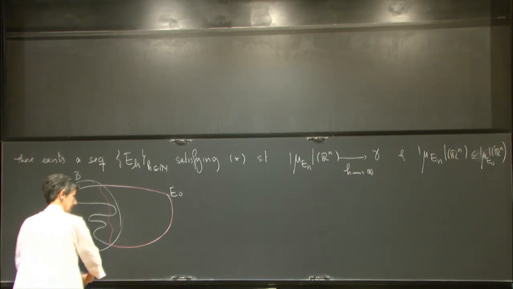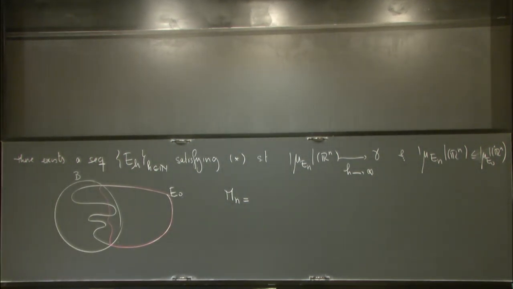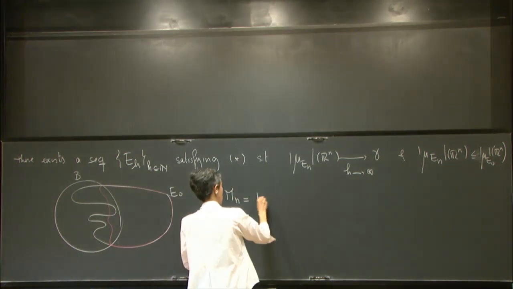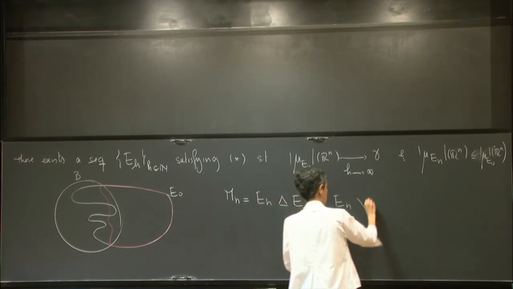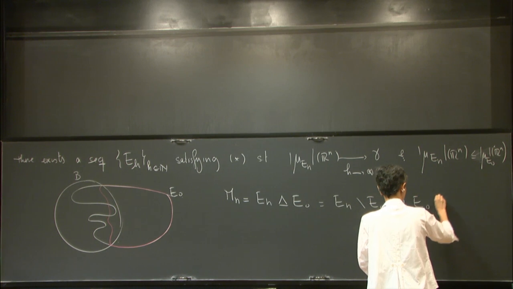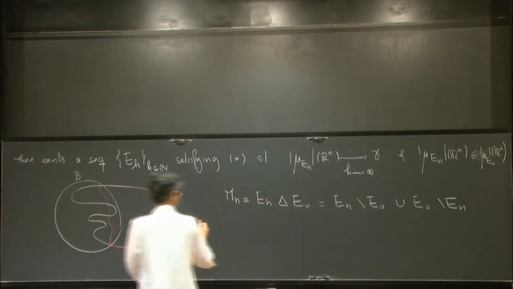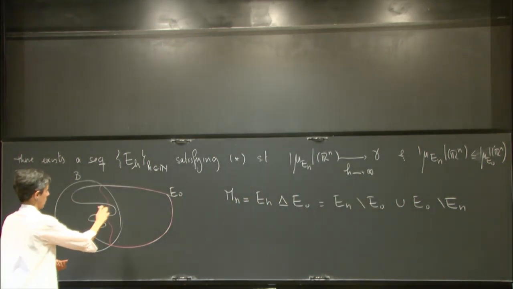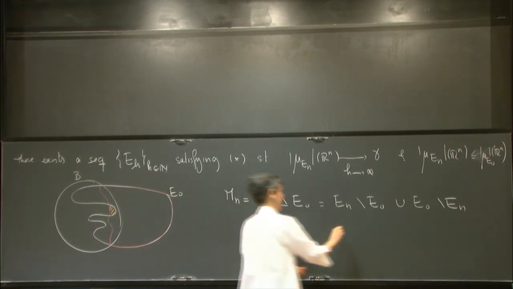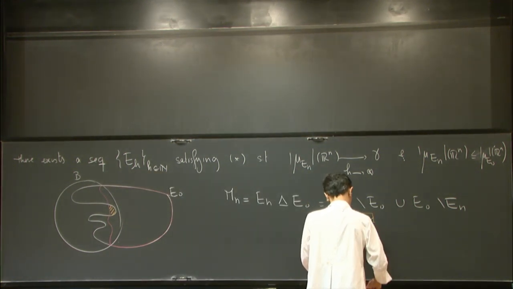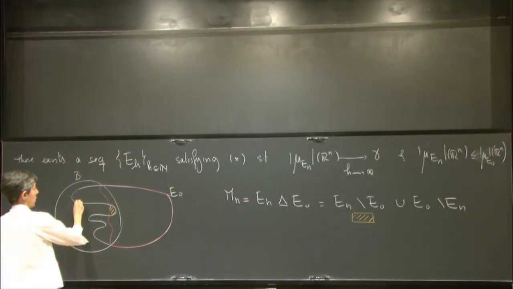Here is what I am going to do. I'm going to consider these sets M sub H, which are the symmetric difference of E sub H and E0, which, to remind you, is E sub H minus E0 union E0 minus E sub H. So these effectively get rid of the outside. So what's E sub H minus E0? E sub H is red, minus E0 is this piece. And then I have E0 minus E sub H.